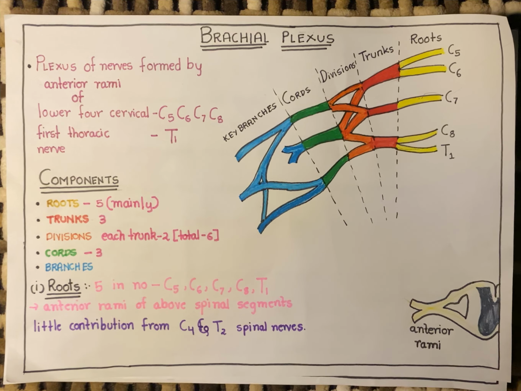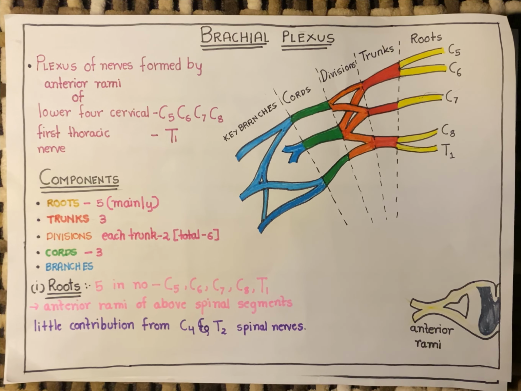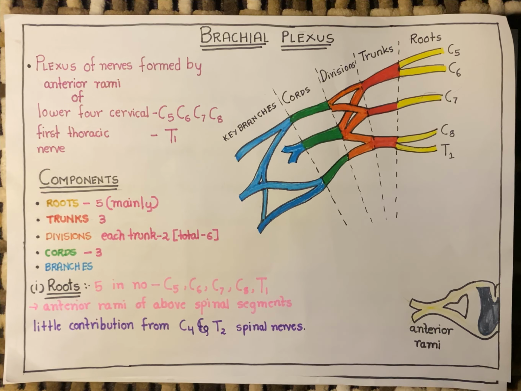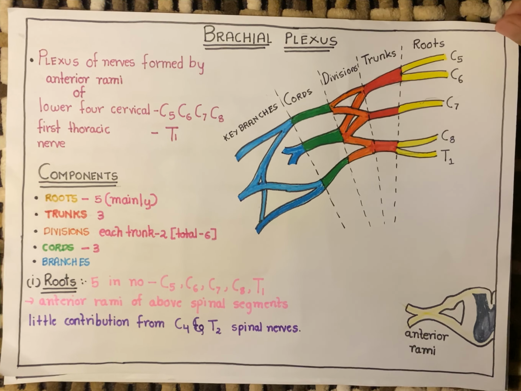Moving on to the proper definition of brachial plexus. The brachial plexus is a plexus of nerves which is formed by the anterior rami of the lower four cervical and the first thoracic nerve. In order to understand this definition, we must first understand what the term anterior rami actually means. To understand that, let us have a look at the very vague representation of the spinal cord section which is present in the right lower corner of this sheet.